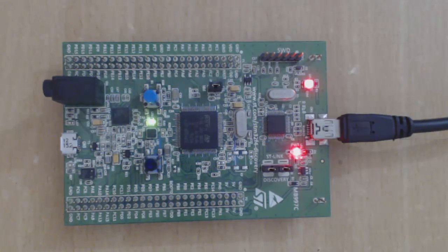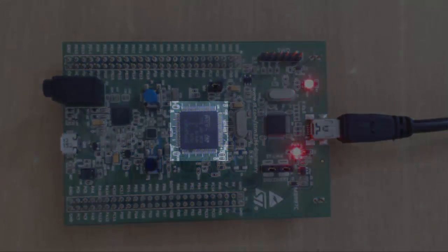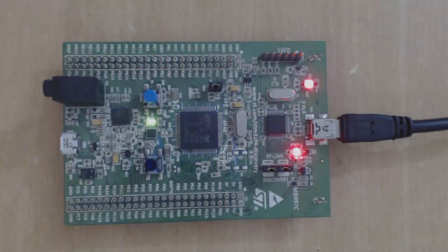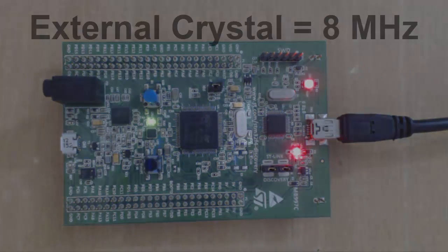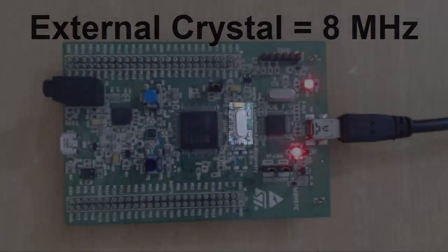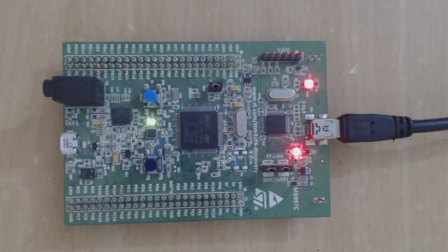Now in our STM32F4 Discovery board, we have the STM32F407VG microcontroller. This microcontroller has an internal clock of 16 MHz that we can use. But in the STM32F4 Discovery board, we have an 8 MHz crystal oscillator. So we have two options to choose from here. Either we can choose the internal 16 MHz clock to run our microcontroller, or we can use the external 8 MHz crystal. Well, in the real world, generally external crystals are used, because they are more accurate.